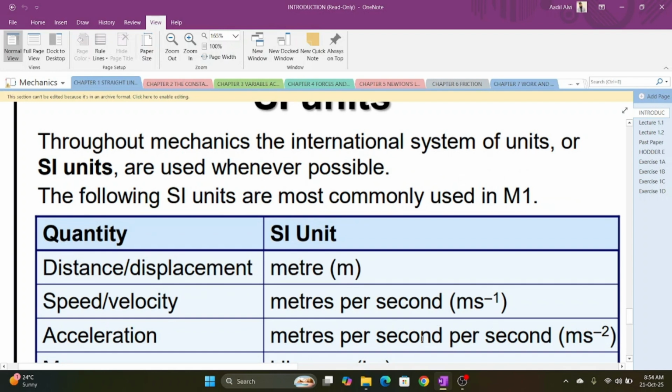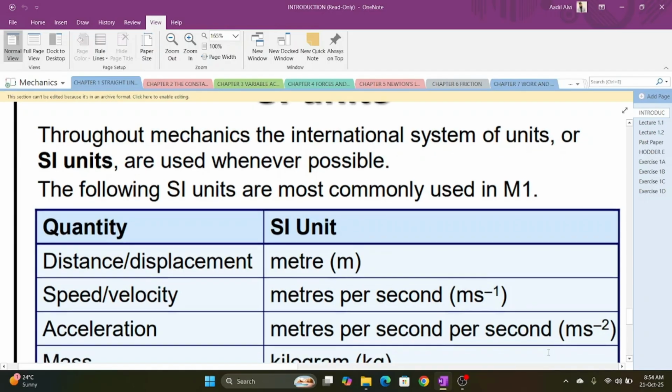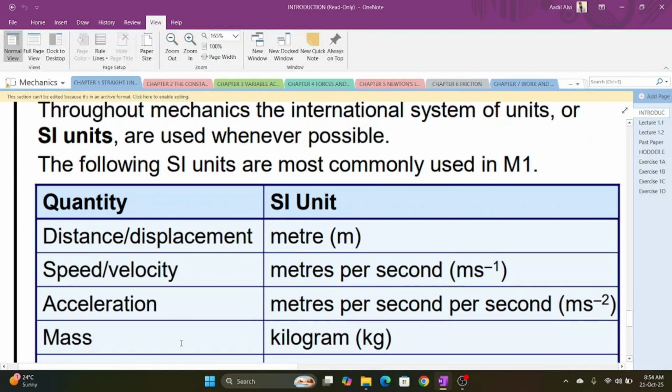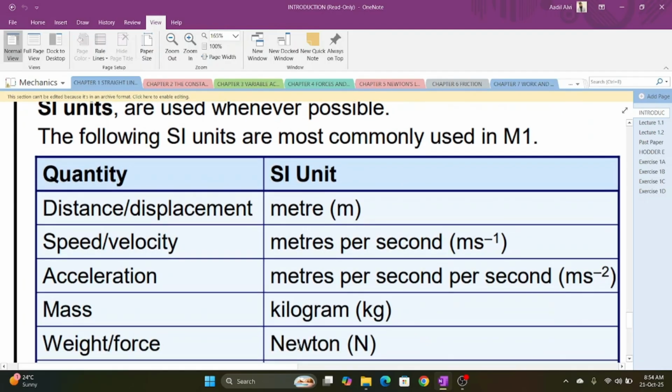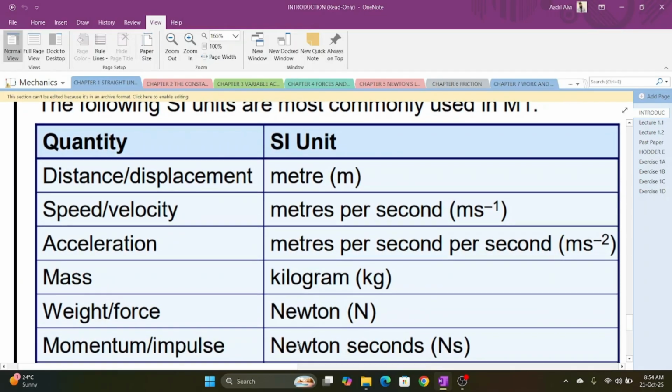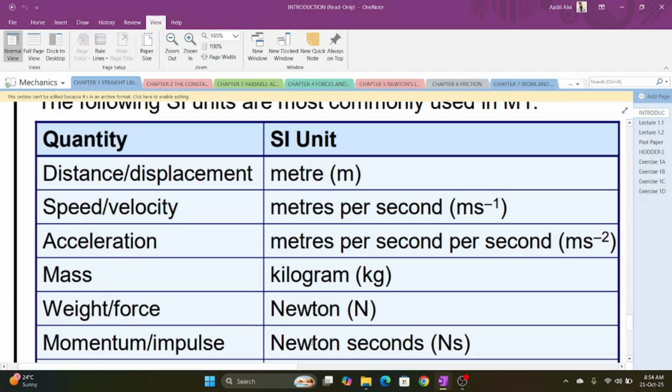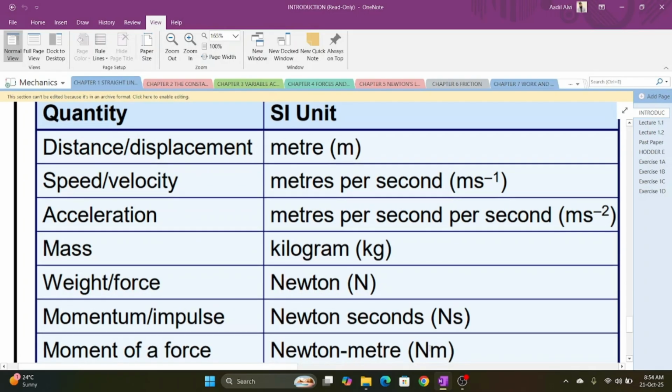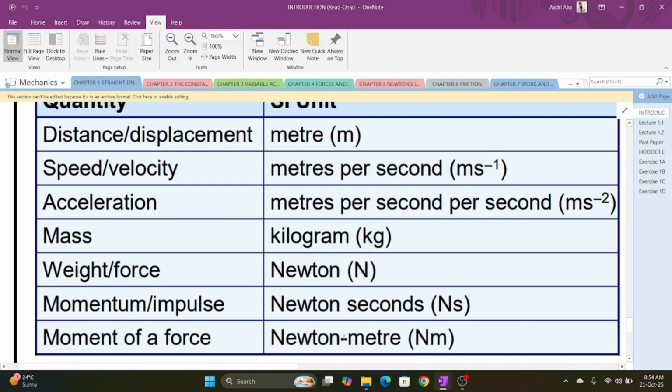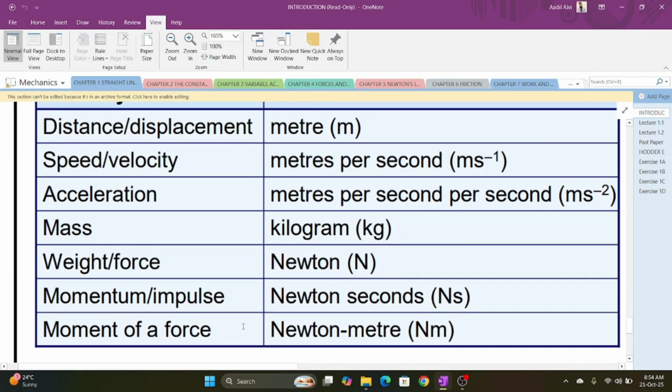Obviously, we do not write per second, but that's just to tell you that the unit of second is twice. Mass is measured in kilograms. Weight or force is measured in newtons. Momentum or impulse is measured in Newton seconds. Moment of a force is measured in Newton meter. Although the moment is not part of our syllabus, it's only included here as an example.